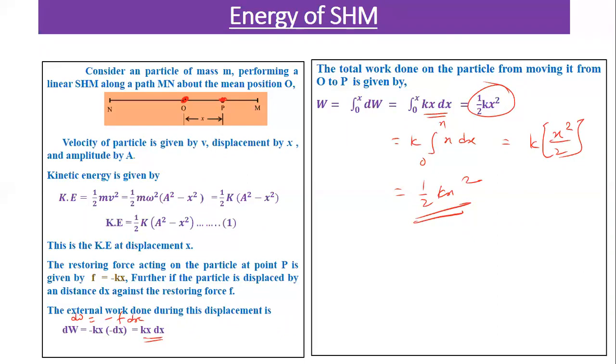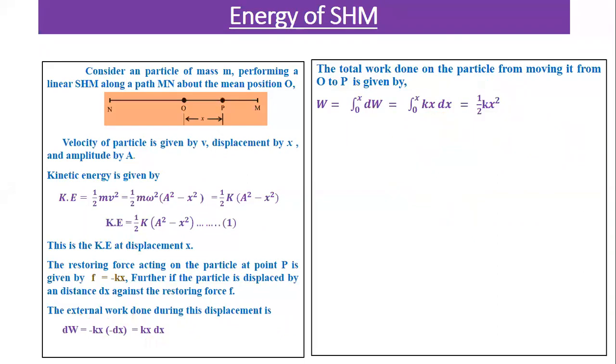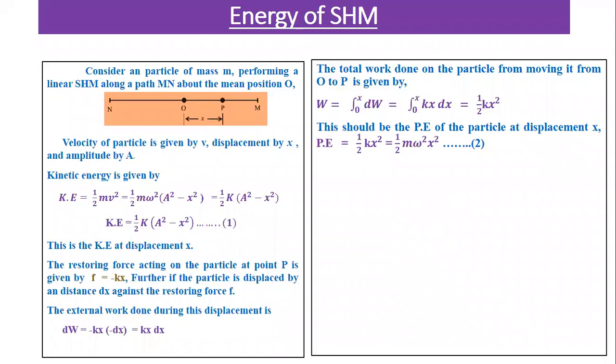Listen, k is a constant that is taken out, and you already know the integration. You already learned it in mathematics. So this is the basic step. So here we get work done. This work done should be the potential energy. So instead of this work done, we use potential energy. So we get a formula: potential energy is equal to 1 by 2 kx square.